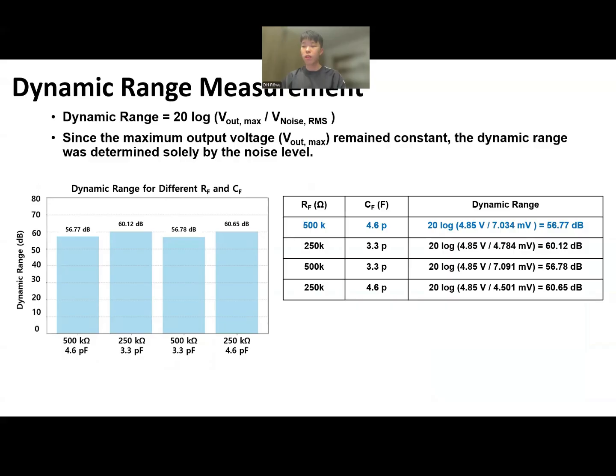For the dynamic range measurement, we calculated dynamic range as the ratio of the maximum output voltage to the RMS noise voltage measured earlier. As a result, the configuration with the lowest noise also provided the highest dynamic range.